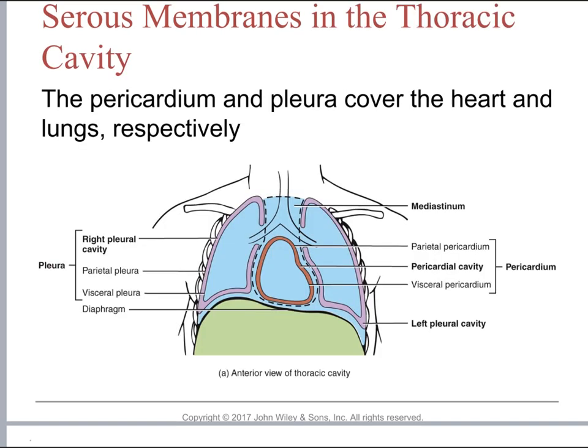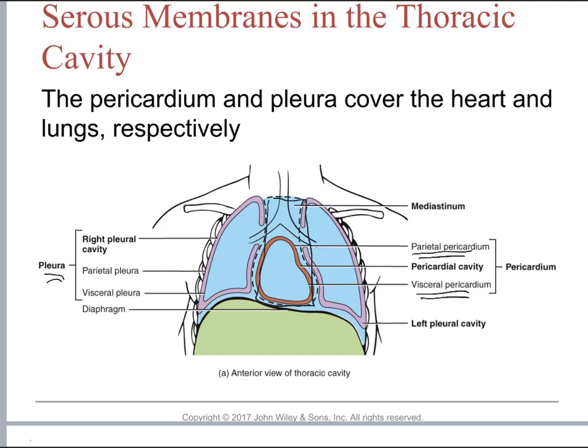Let's look at the serous membranes in the thoracic cavity. We have the pericardium, which surrounds the heart, and pleura, that's going to cover the lungs. So let's take a look at the pericardium, the layer surrounding the heart. We have the outermost layer, known as the parietal pericardium, and the innermost layer that's fused to the outer muscle of the heart called the visceral pericardium. I want to point out to you that little rectangle. That's our mediastinal cavity.